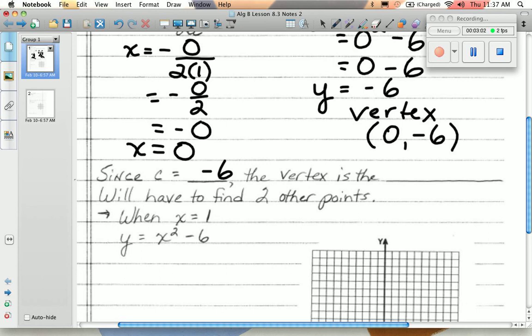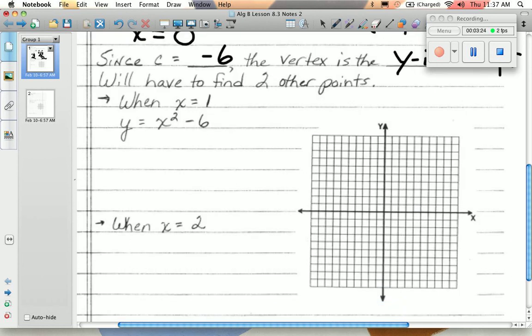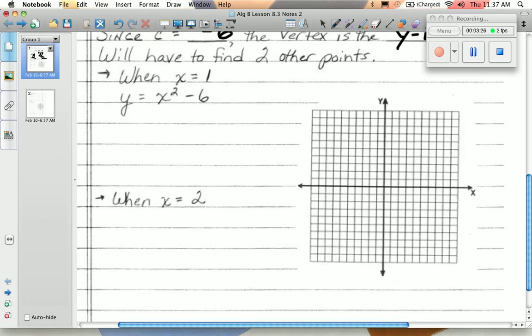So the vertex is 0, -6. Is the vertex the y-intercept? So if the vertex is the y-intercept, that one point is taking on 2 roles. So we're going to graph our vertex, also known as our y-intercept. Let's put that on our graph. That's our vertex, but it's also our y-intercept. But right now I don't even care if it's the y-intercept, it's the vertex.